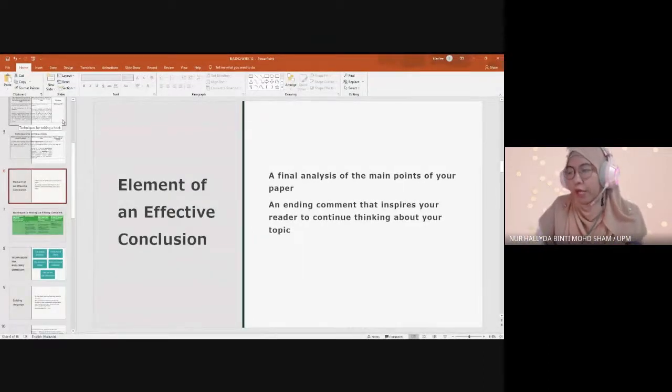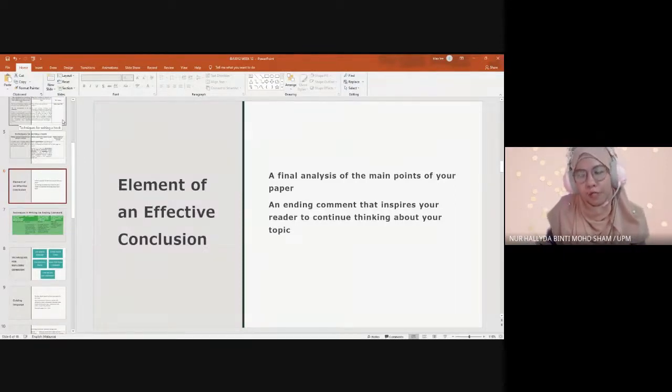Okay, so what is conclusion? Basically, conclusion is the final analysis of the main points of your paper. An ending comment that inspires your reader to continue thinking about your topic. Meaning that you want to make sure that after they finish reading your essay, you want them to feel something. You want them to at least change their mind about something. Maybe not much, but at least they keep thinking about it.